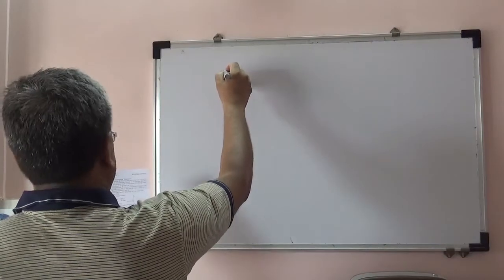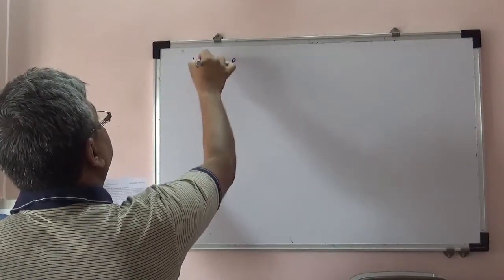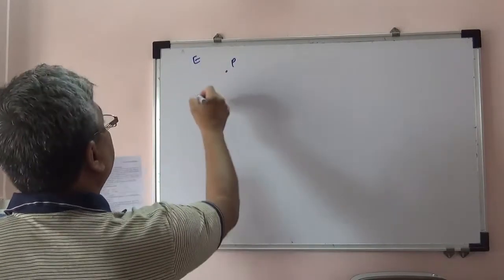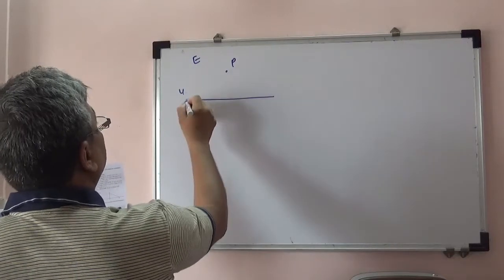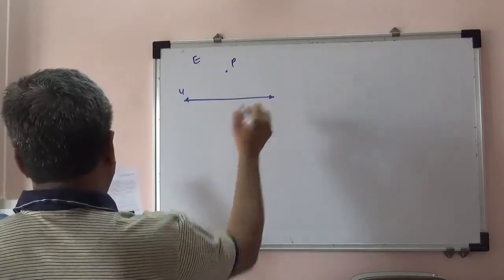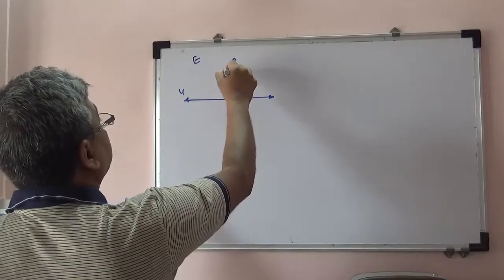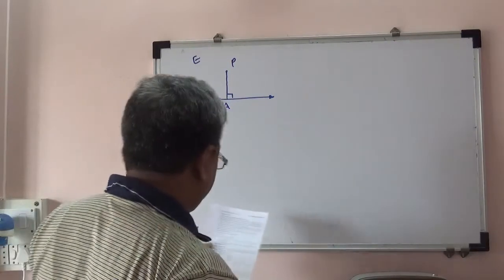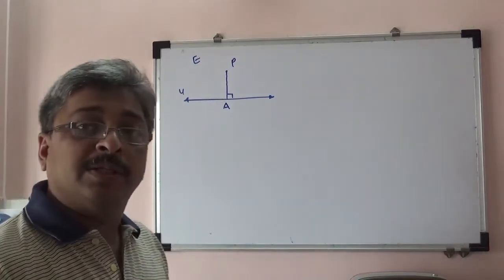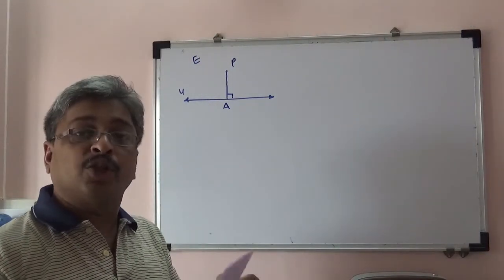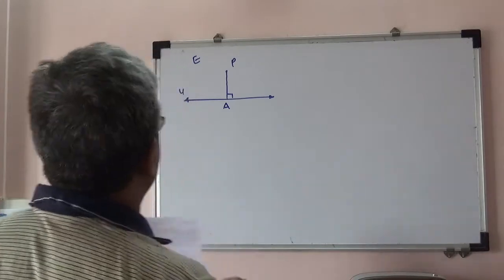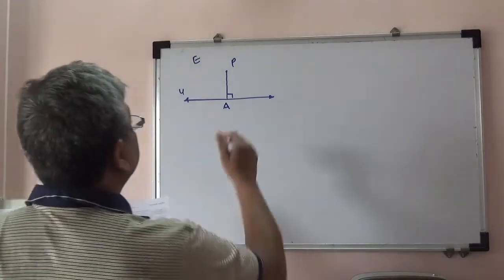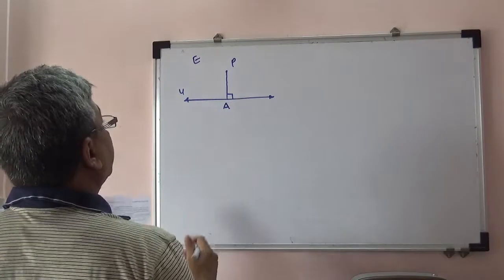In plane E, if I have a point P and line U, and if we drop perpendicular from P on this line, let that point be A, then the claim is distance PA is the shortest distance. We have discussed this in earlier lecture, but this is the time when we formally prove it.